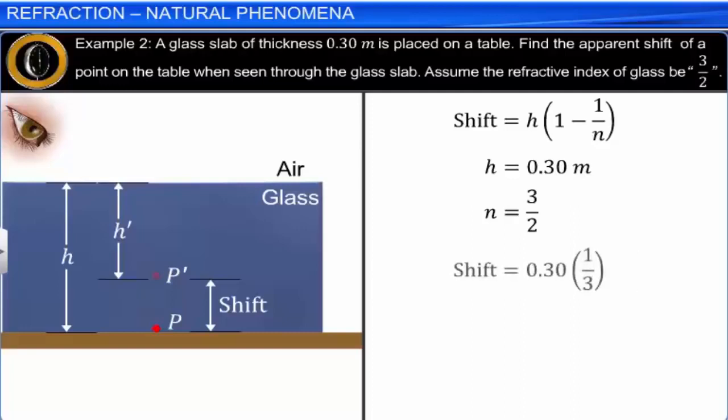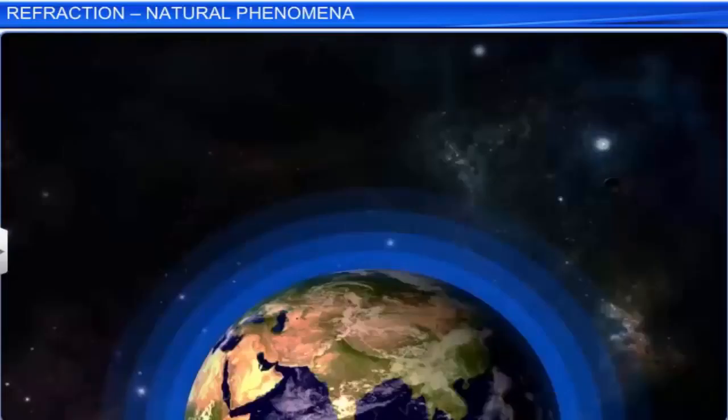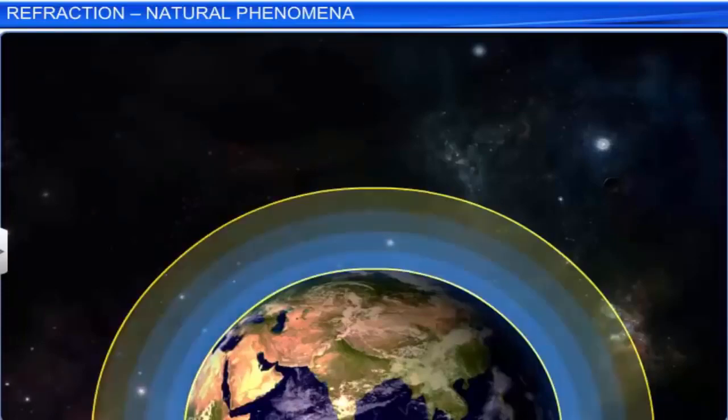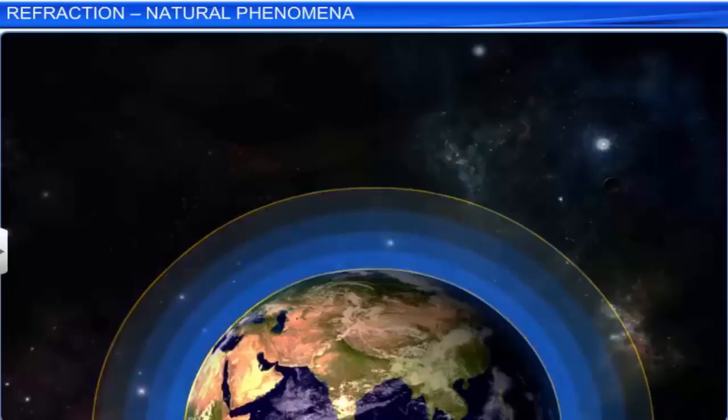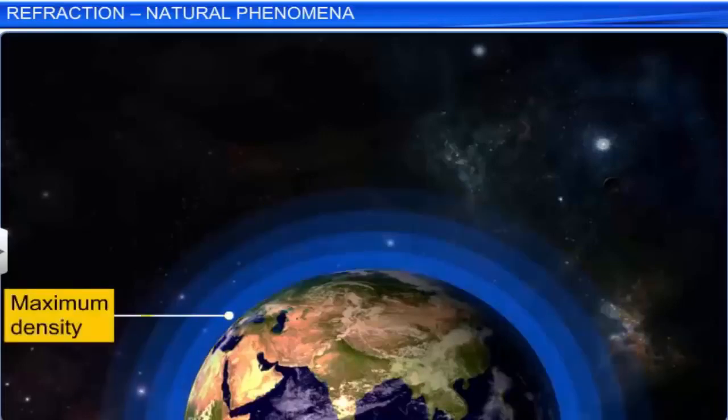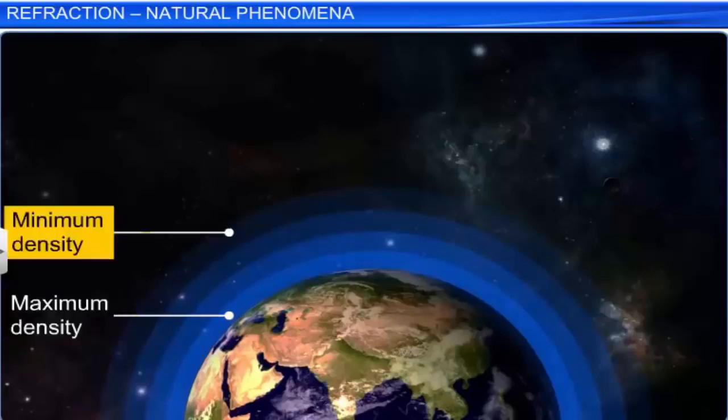Now let us study the effects of atmospheric refraction. The density of atmospheric air is not uniform. It is maximum at the surface of the earth and decreases with an increase in altitude. Even the refractive index of atmospheric air is maximum at the surface of the earth and minimum at the outermost layer of the atmosphere.